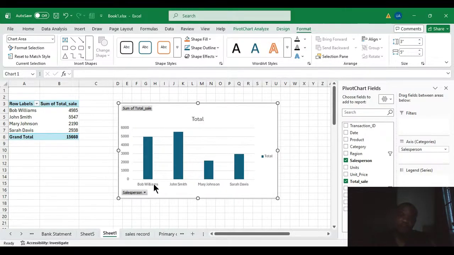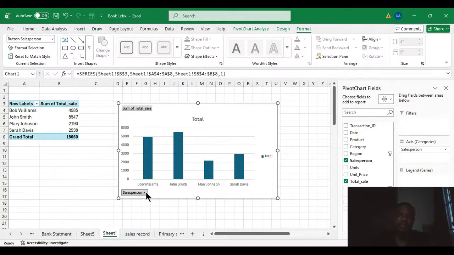So you see we have Bob Williams, John Smith, Mary Johnson, and Sally Davis. You will see John Smith actually has the highest sales. His sales is over $5,000, which is what you can use. I can copy this and paste it in Microsoft Word, and this will do my analysis for me. So I hope you understand that.